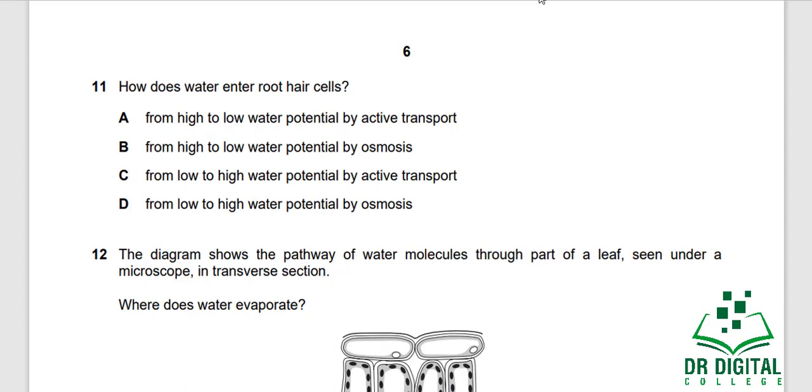Yes, this is true. So A is wrong, B is the true answer for question 11. Why is C wrong? From low to high water potential by active transport. You know that once again it is active transport. That is wrong. From low to high water potential by osmosis. Osmosis cannot occur from low to high water potential. So A, C and D are the wrong options. Only for question 11, B is the correct answer.